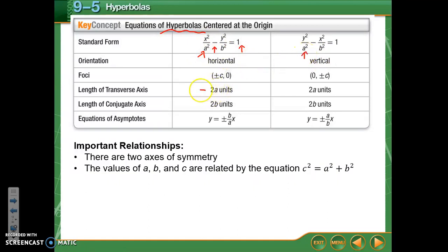Why do I say transverse axis? Because 2 times my a value gives me the length of the transverse axis, similar to what we did with an ellipse, and 2 times b gives me the length of my other axis, my conjugate axis. And notice here, the equations of my asymptotes have to do with this b and a. So it's plus or minus b over a, x, or a over b, depending on if my hyperbola is vertical or horizontal. My foci are plus or minus c and 0. So when we figure out how to get the c value, which comes from this relationship down here, that c value is going to give us the points of our foci.